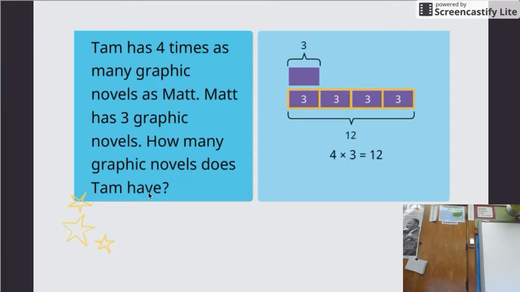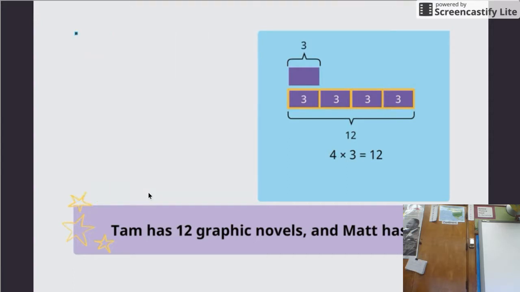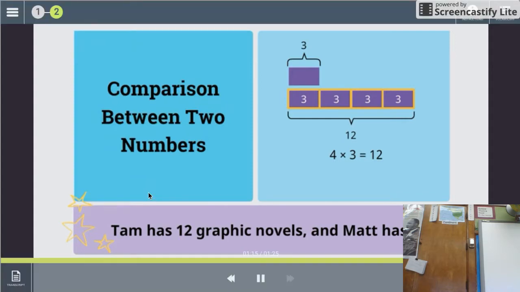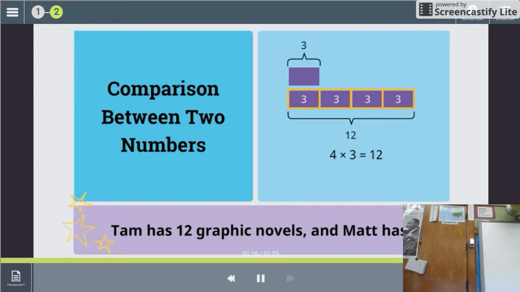You got it! 4 is the first factor and 3 is the second factor. 4 times 3 equals 12. Tam has 12 graphic novels and Matt has 3. So, if you have an equation such as 4 times 3 equals 12, you can think of it as a comparison between 3 and 12 using multiplication. 12 is 4 times as many as 3. Got that?